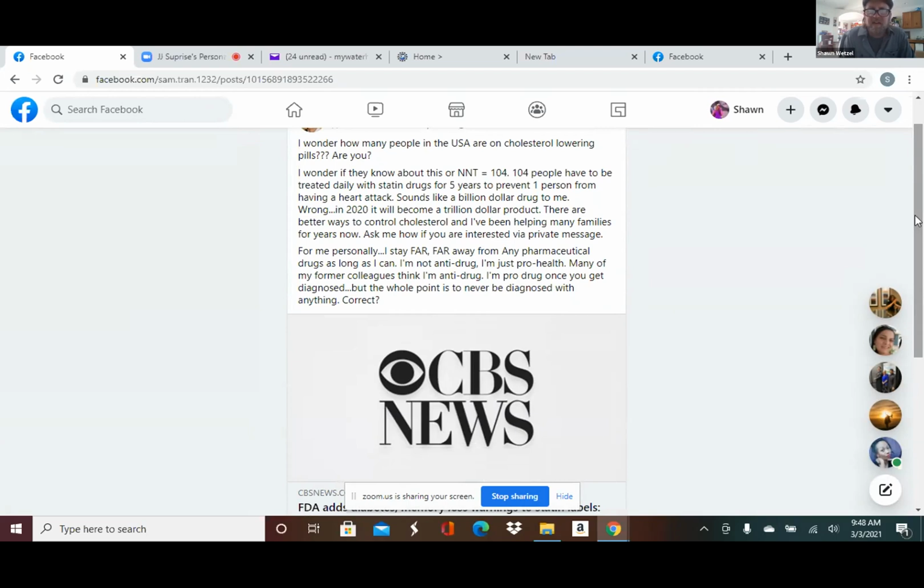NNT equals 104. 104 people have to be treated daily with statin drugs for 5 years to prevent one person from having a heart attack. Sounds like a $1 billion drug to me. Wrong. In 2020, it'll become a $1 trillion product. There are better ways to control cholesterol, and I've been helping many families for years now. Ask me how if you're interested via private message. For me personally, I stay far, far away from any pharmaceutical drugs as long as I can. I'm not anti-drug, I'm just pro-health. Many of my former colleagues think I'm anti-drug. I'm pro-drug once you get diagnosed. But the whole point is never to be diagnosed with anything, correct?